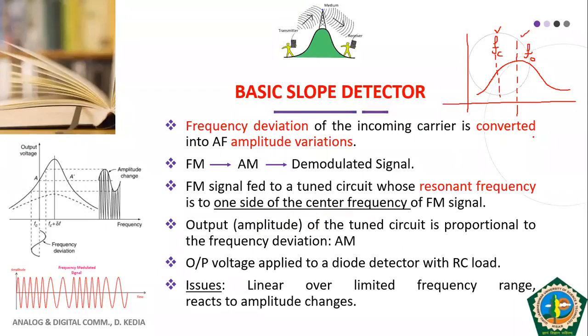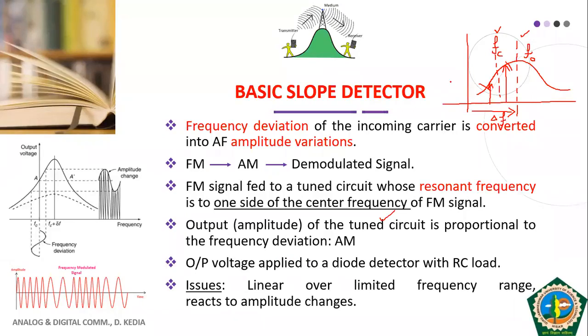Now if you see, if I go on either side of the center frequency, my amplitude is decreasing or increasing. So in this case, the output of the tuned circuit during this portion will be proportional to the frequency deviation. On x-axis, we have frequency deviation, that is delta F.